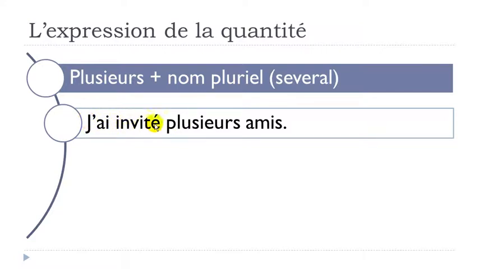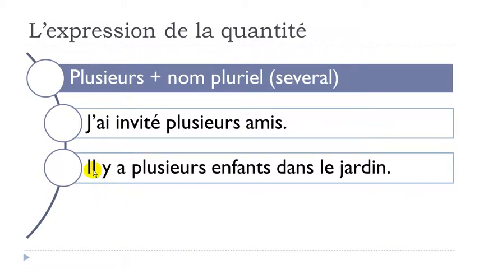J'ai invité plusieurs amis. Okay, so remember, j'ai invité, so it's the past form of invité, to invite, okay, plusieurs, and then amis, friends. Okay, j'ai invité plusieurs amis. Second example, il y a, there is, plusieurs enfants, kids, dans le jardin, in the garden. Il y a plusieurs enfants dans le jardin.